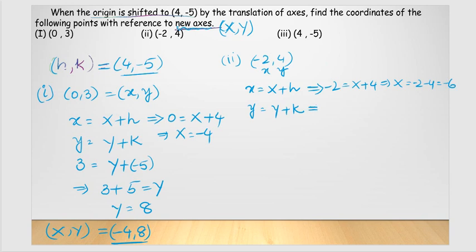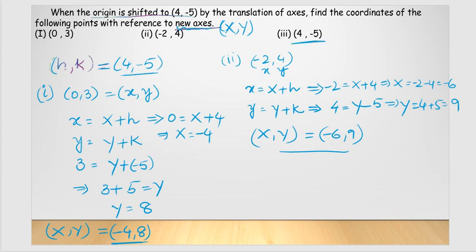The same way here also if you substitute, 4 is equal to capital Y minus 5. So when I transpose, capital Y is equal to, this minus 5 I transpose, so 4 plus 5, which gives me 9. So from this capital X comma capital Y is equal to minus 6 comma 9, right?